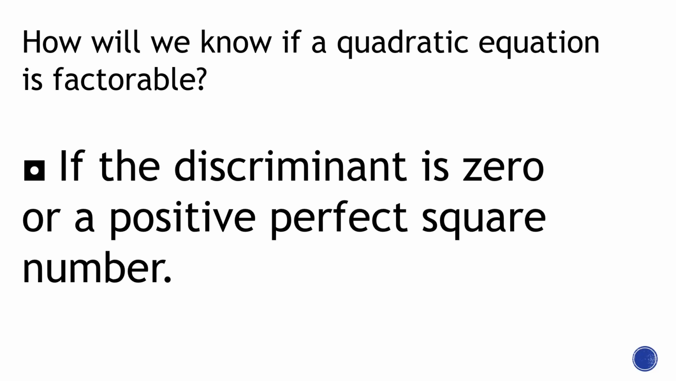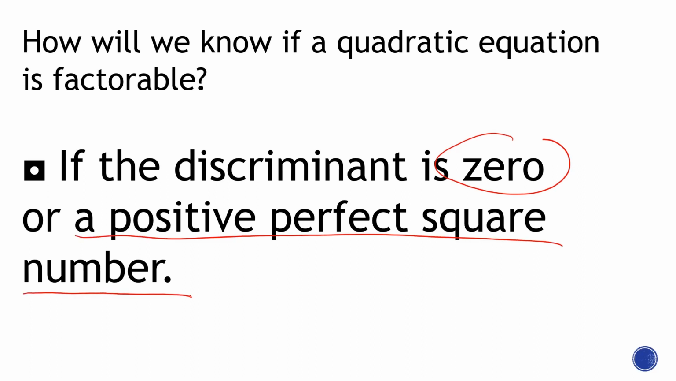Here, we need to find the discriminant of that quadratic equation. If the discriminant is either 0 or a positive perfect square number, then we can conclude, without even trying, that the quadratic equation is factorable. If it is negative, or a positive number that is not a perfect square, then it's not factorable.